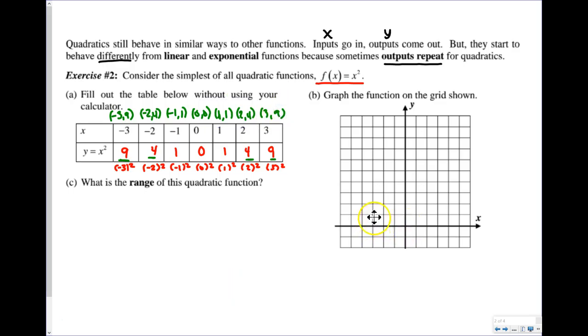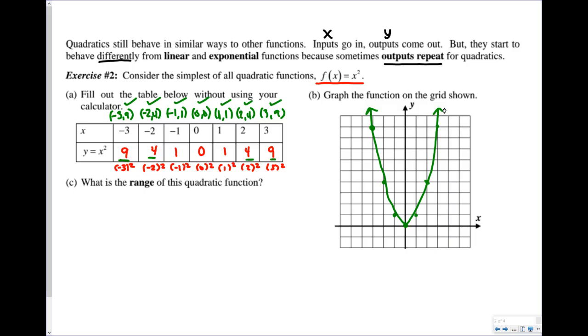So negative 3, 9, 1, 2, 3, 4, 5, 6, 7, 8, 9. Okay, there's my first point. That's this point right here. Then negative 2, 4. That's this point. Negative 1, 1. And 0, 0 is right here. Okay. Now I'm going to go to 1, 1. I'm going to start to see my points going back up. 2, 4 is right here. And 3, 9 is here. So I've plotted all 7 of my points. And it's going to form this curvy shape like this. And this is the shape of x squared.